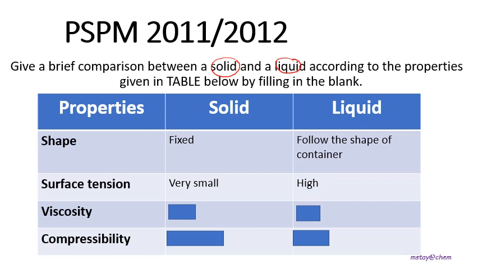For the next property, solid has no viscosity because solid cannot flow, but liquid can flow, so that's why liquid has high viscosity. Solid cannot be compressed, so you can mention very small compressibility, or incompressibility is also accepted, while for the liquid, the compressibility is also very small. But compared to the solid, compressibility for liquid is slightly higher.